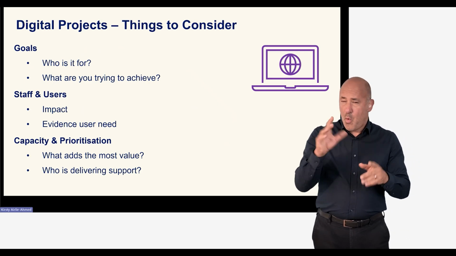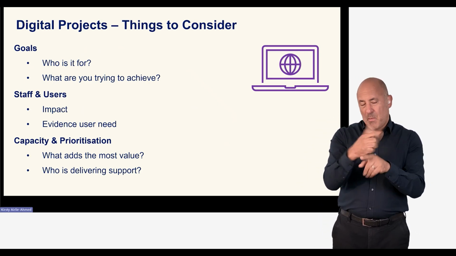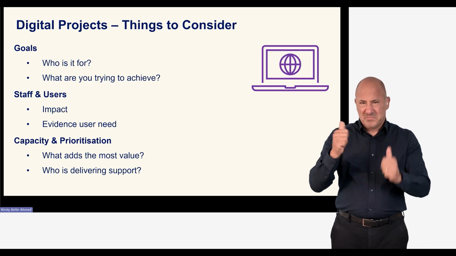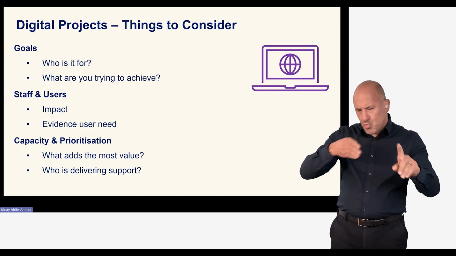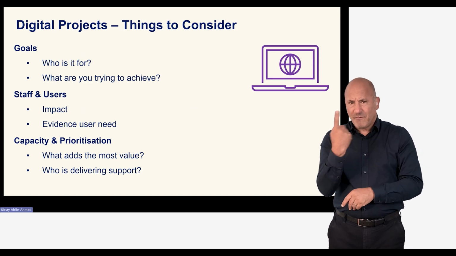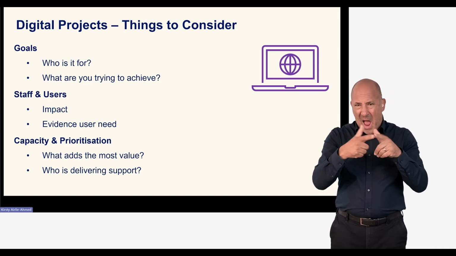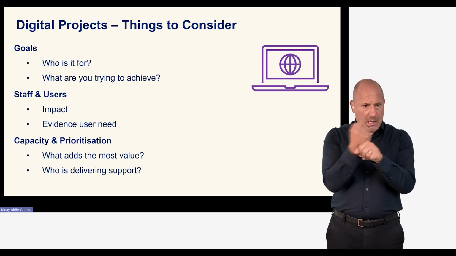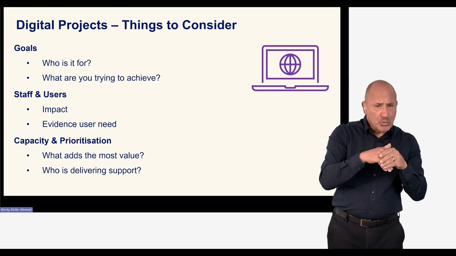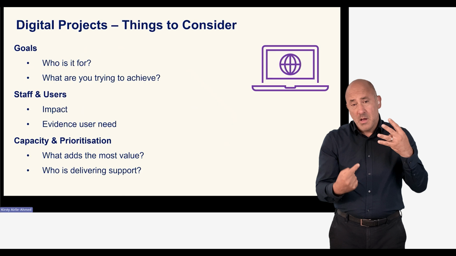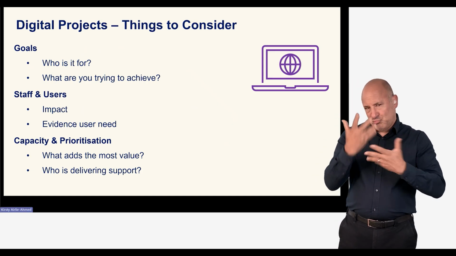They all had some key things in common that clearly identified what they wanted to achieve and worked to ensure that they clearly demonstrated the following key elements. Their goals: staff and users, capacity and prioritisation, maintenance and future-proofing, access and inclusion, and partnerships. So let's look at this in more detail.